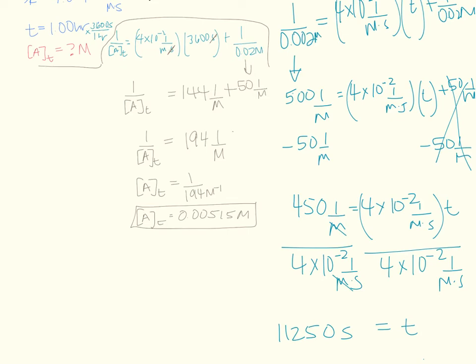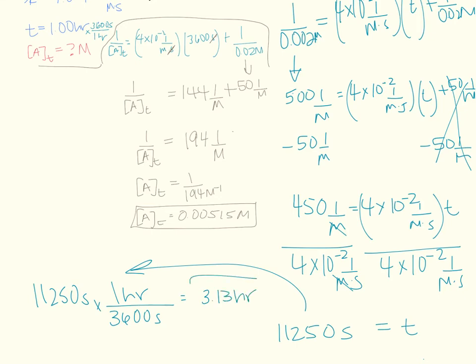And we wanted the time in hours. So I'm going to come over here. There's 3,600 seconds in 1 hour, and so that is 3.13 hours. So that's my answer.